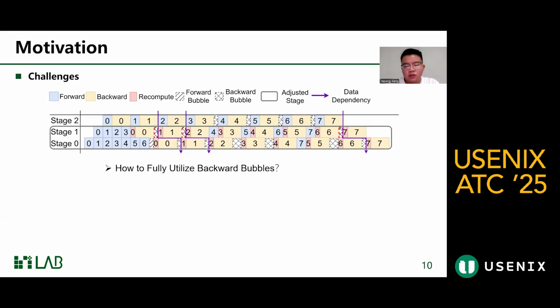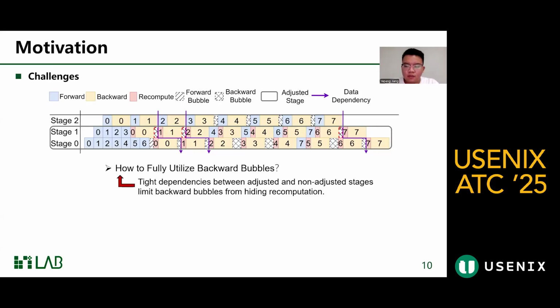First, how to fully utilize backward bubbles. For example, in stage 1, the red marked region shows a backward bubble that is only partially used. This occurs due to the tight dependencies between adjusted and non-adjusted stages, which limit backward bubbles from handling recomputation.